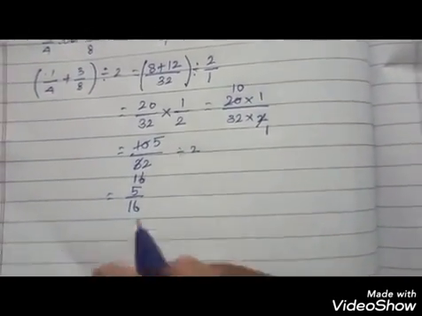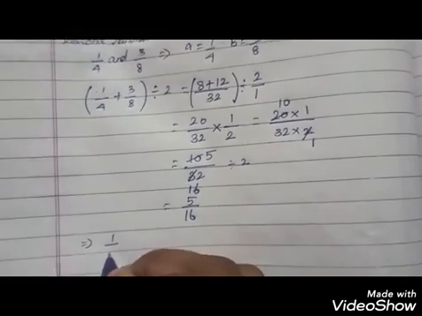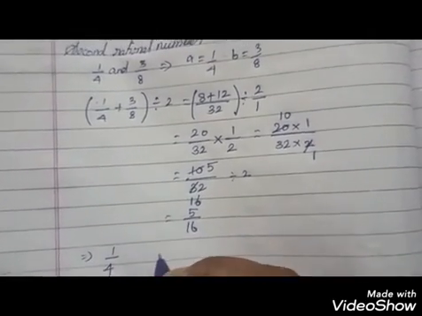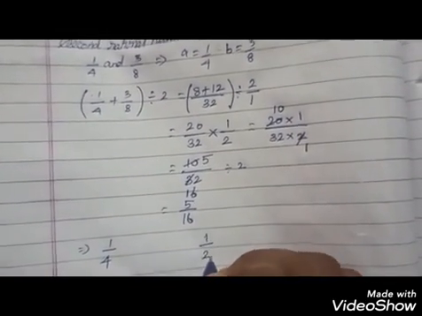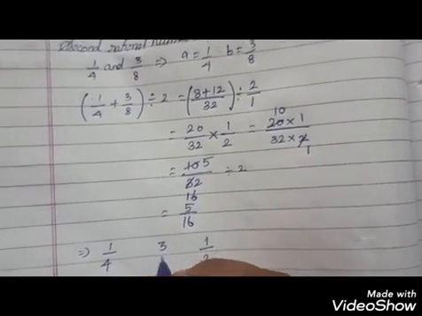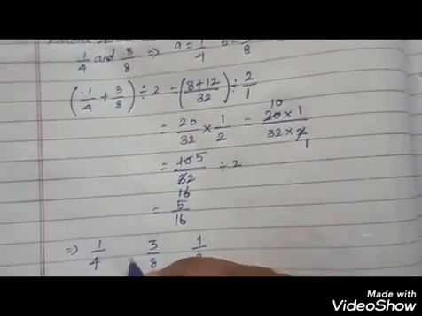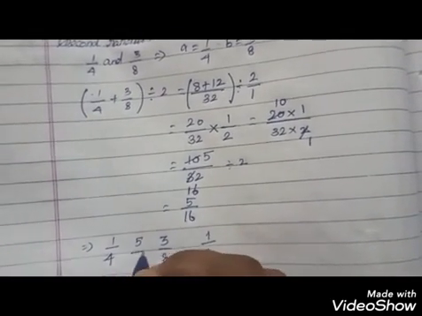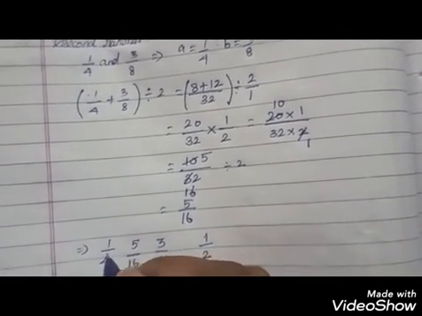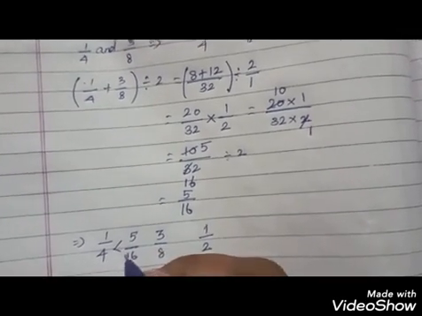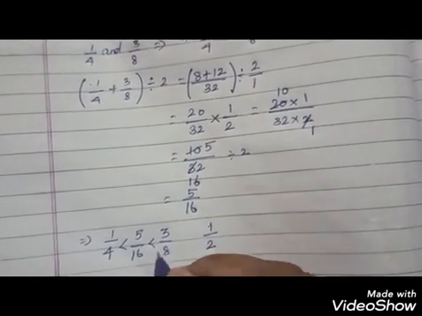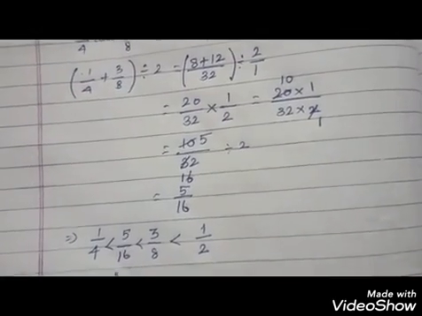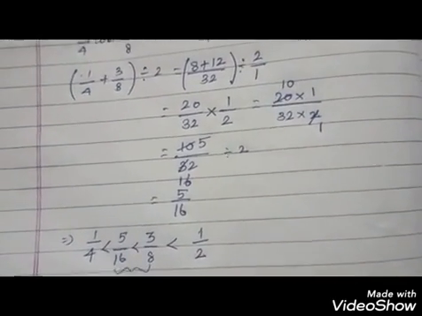5 by 16, which implies 1 by 4 and then 1 by 2. In between is 3 by 8. And this other new one, 5 by 16, should be in between these two. So 1 by 4 is less than 5 by 16, 5 by 16 is less than 3 by 8, 3 by 8 is less than... So now you get the two new rational numbers.